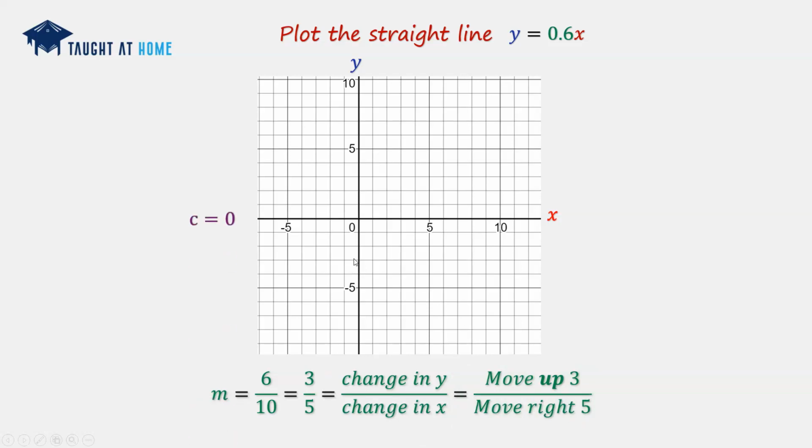C is equal to 0, start at the origin, and we're going to move up 3 and move to the right 5. We're going to move up 3 and move to the right 5. And we can go the other way and put our point in this quadrant. And then we can join these up with a straight line, just like that.